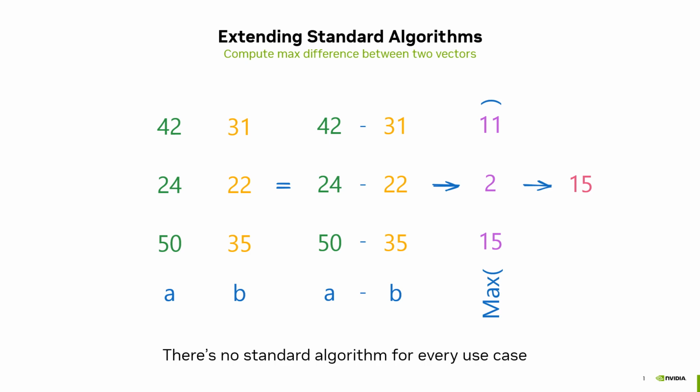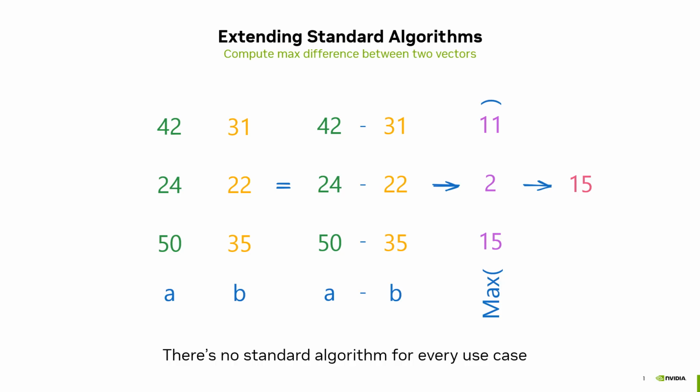What if your problem does not conform to a standard use case? Let's say we want to compute the maximum difference between old and new temperatures. For instance, the first object cooled from 42 to 31 degrees, which is an 11-degree change, but the last one cooled from 50 to 35, a difference of 15 degrees. So the maximum difference is 15 degrees. There's no standard algorithm for computing this, though.